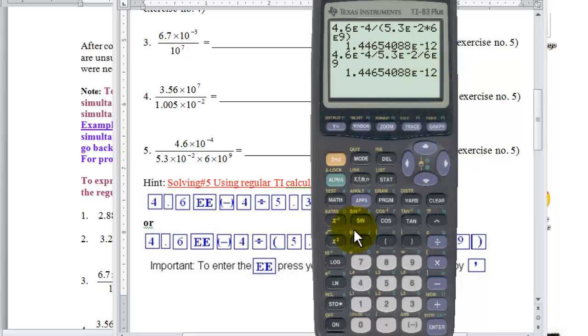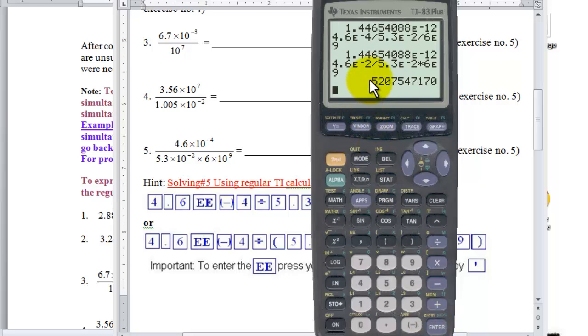Of course, the wrong way to do it, and that's a common mistake, is to go 4.6 second E -2 divided by 5.3 second E -2 and then multiply by 6. This will be wrong. Okay, I'm just showing you the wrong way to do it. 9, and unfortunately it's common among the students to do this mistake, and this will be the wrong answer. So this is wrong. Okay guys, the answer should be 1.4465 times 10 to the negative 12.